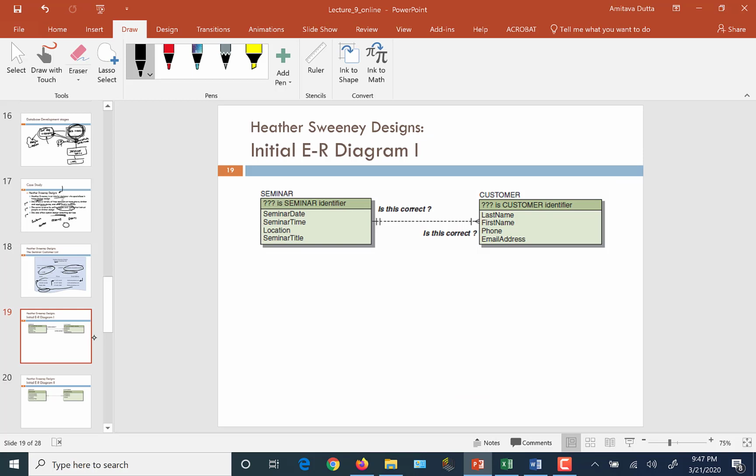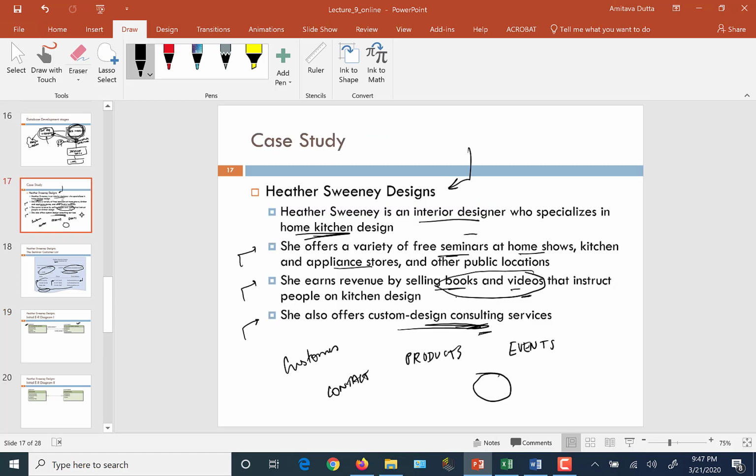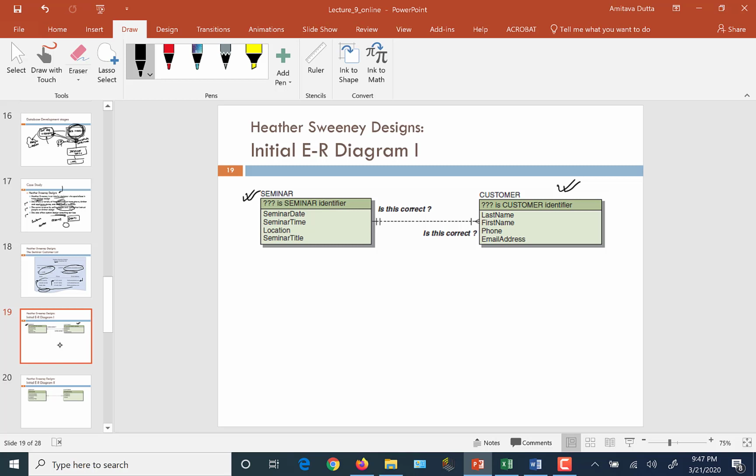I have two entities, one entity called seminar and a second entity called customer. Remember, when we started off our discussion, I didn't have any entity called seminar. Rather, I had an entity called events. She gives a variety of free seminars. So these events are actually seminars, and they are at different locations. So instead of calling them events, it might be nice to just call them seminars. So we have an entity called seminar, and we have an entity called customer.